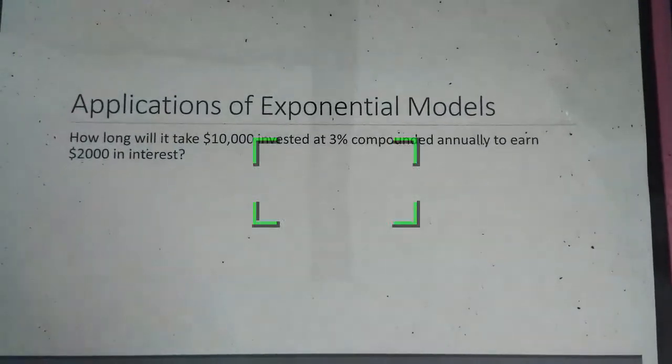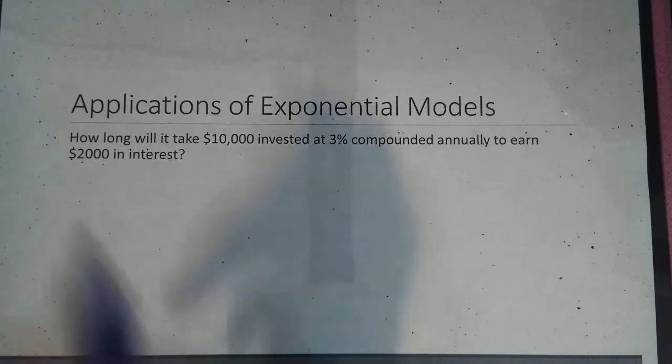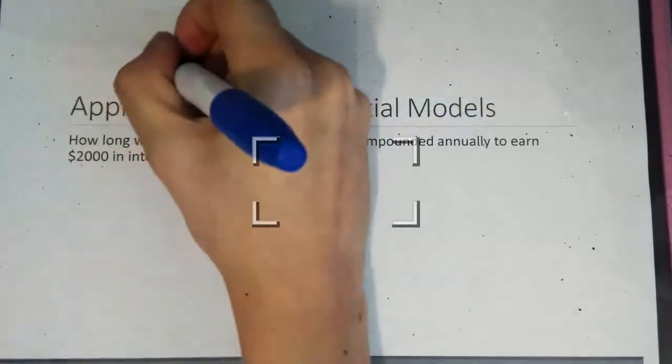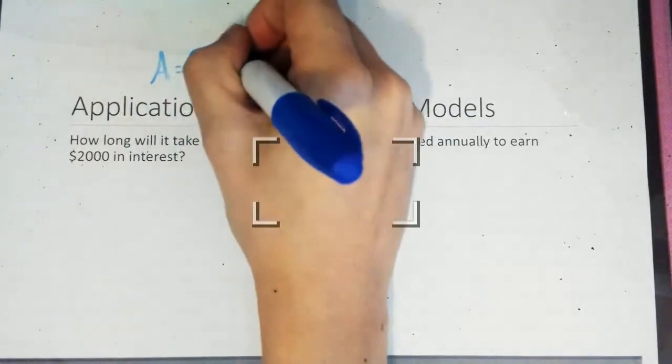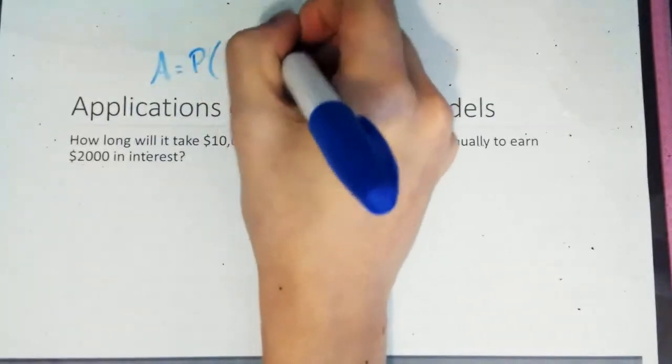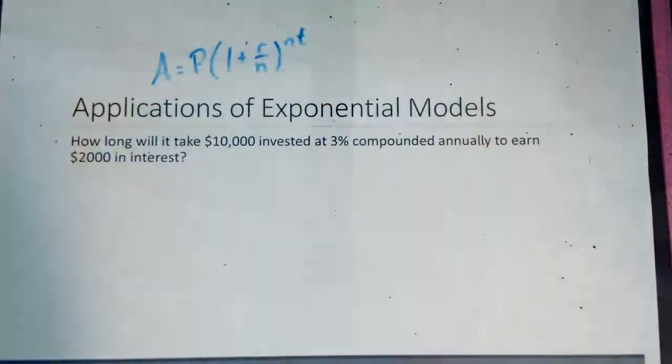First up, we want to know how long will it take $10,000 invested at 3% compounded annually to earn $2,000 in interest? Well, we have to recognize that this is a compound interest problem. In the homework, it will give you the formula. But since we're not in the homework, I will give you the formula. A is equal to P times 1 plus R over N raised to the NT power.